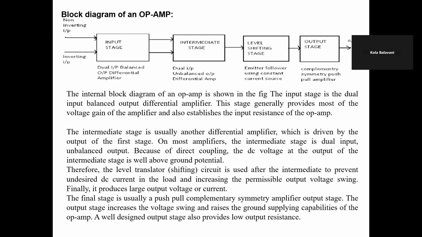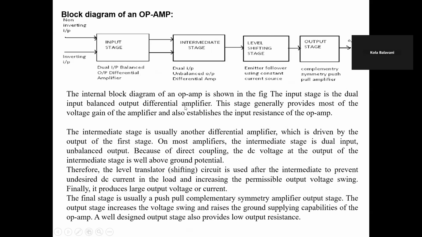For this output stage, generally we are using the complementary symmetry push-pull amplifier. So the final stage is usually a push-pull complementary symmetry amplifier. It is used to increase the voltage swings and raise the current supply capabilities of the op amp. So this is a well-designed output stage providing low output resistance. So this is the block diagram of operational amplifier.